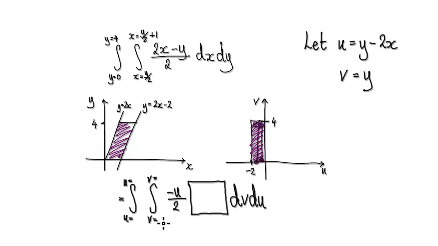So that means you start at 0, you stop at 4. And then in terms of the u, you're scanning from -2 all the way to 0. Now we need to work out our Jacobian.